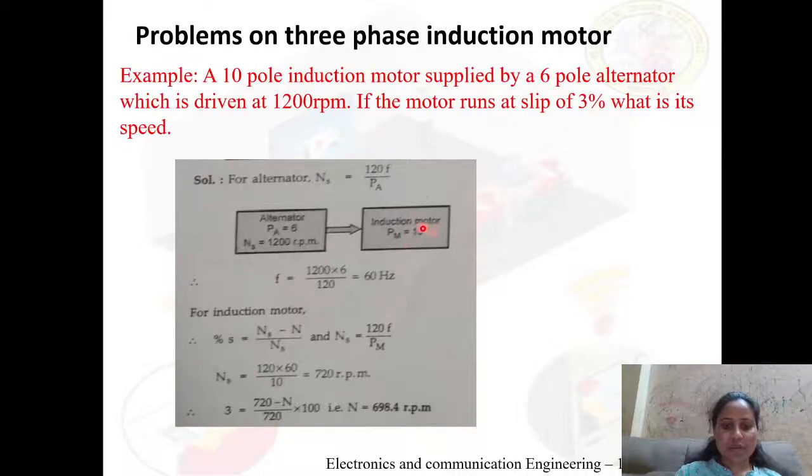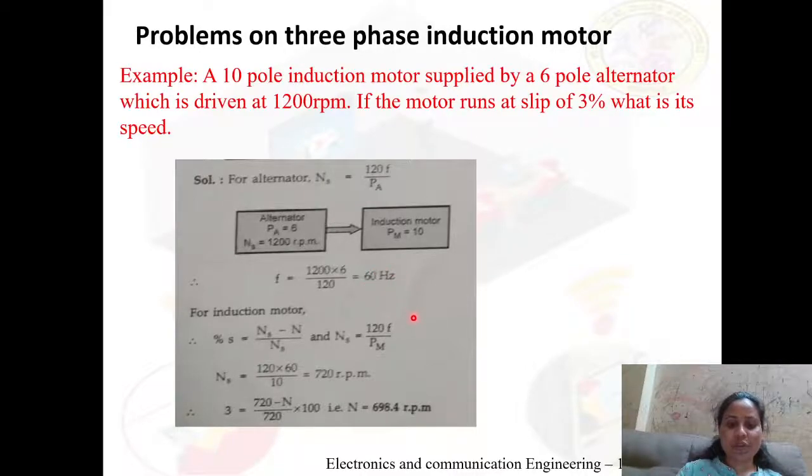Okay, synchronous speed of the motor can be calculated as 120f divided by number of poles of the motor. So we don't know the value of frequency, so let us first calculate the frequency by making use of data for the alternator. Because the supply frequency will be the same here, it will not change. Therefore f is equal to 1200, which is the synchronous speed of the alternator, into number of poles as 6, divided by 120. So that gives us 60 Hz.